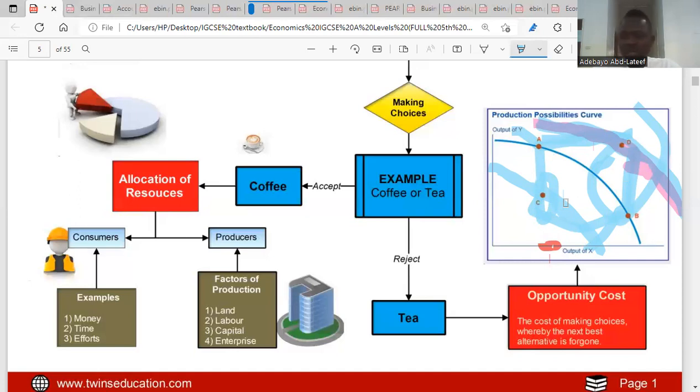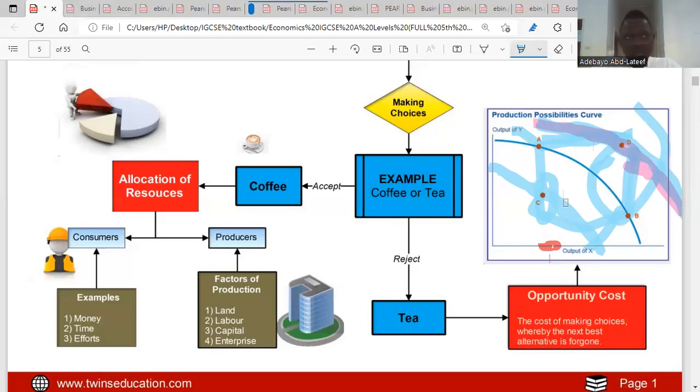Output will fall. Number two, natural disasters, like a tsunami or an earthquake. These things disrupt production, and wherever they happen, they reduce output. Another reason why we could have a PPC shifting inward is because of war. War can also lead to a reduction in output.